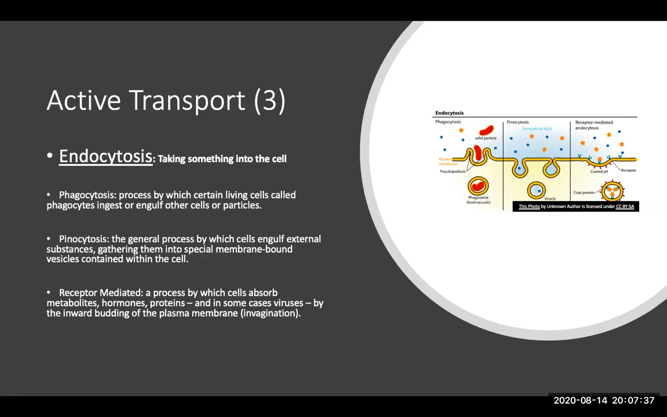We divide endocytosis into phagocytosis or pinocytosis. Phagocytosis means cell eating, so larger particles, and pinocytosis means cell drinking, or smaller particles are being taken into the cell.